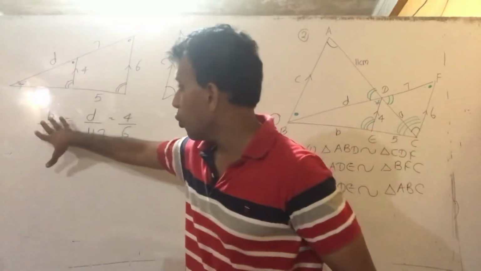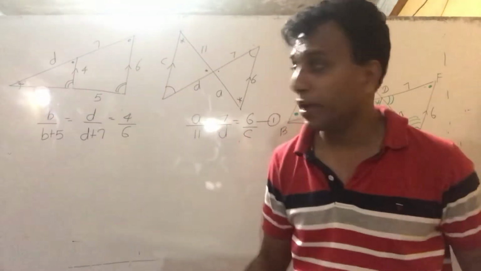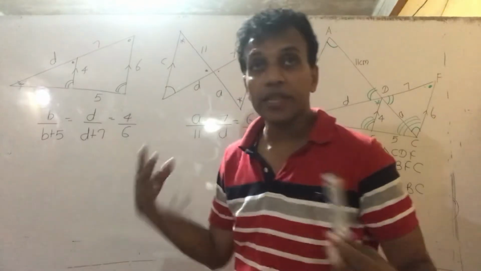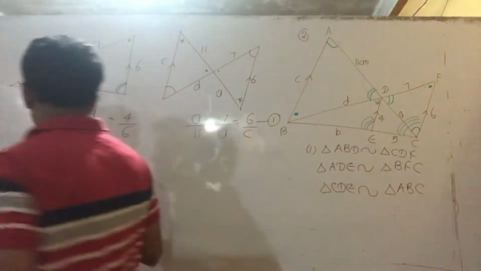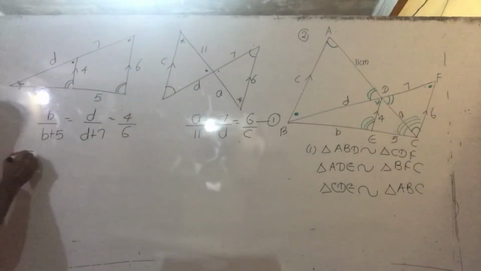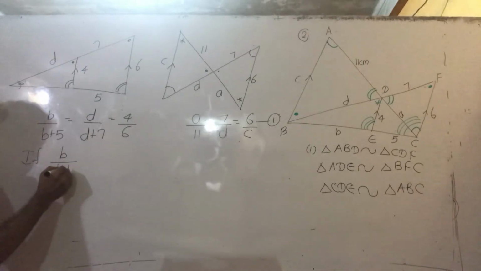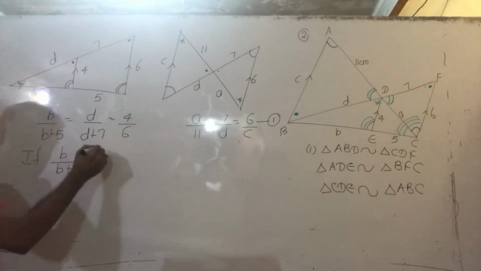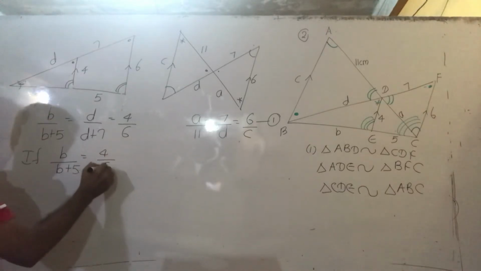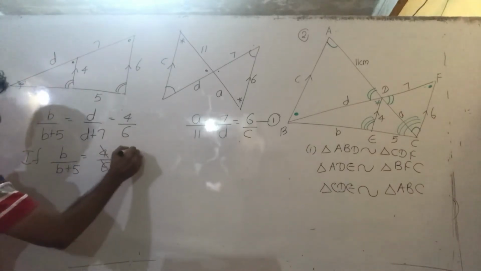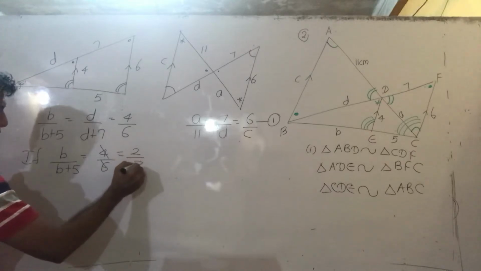One side unknown, one known. You can find B, right? Take this pair, find D. First we complete that part. So take B over B plus 5 equals 4 over 6, or otherwise, what's easier, we cut by 2: 2/3.